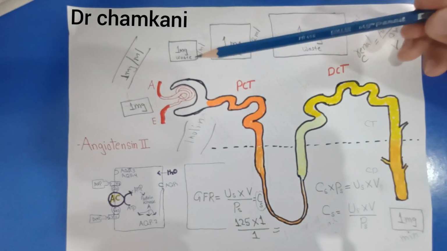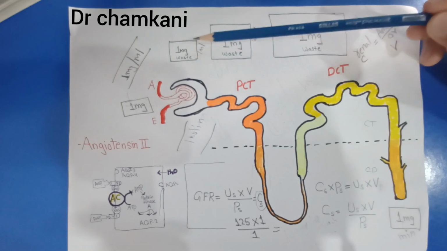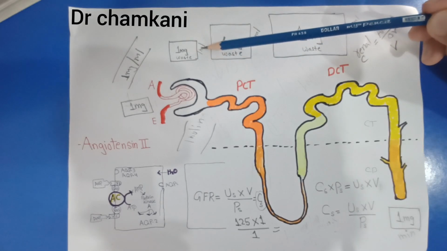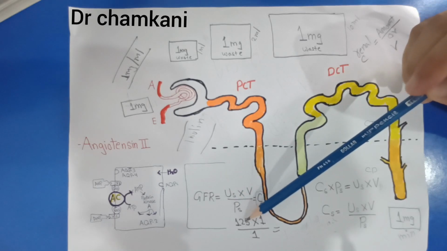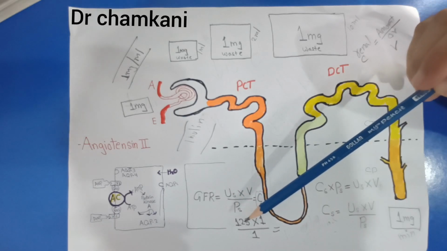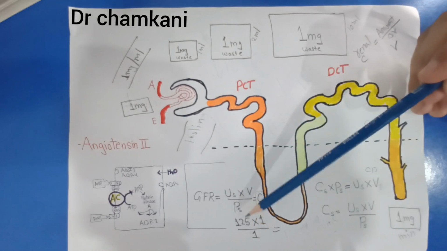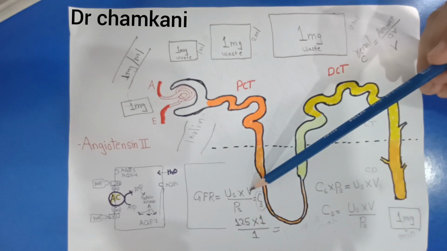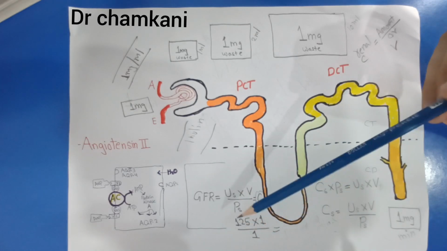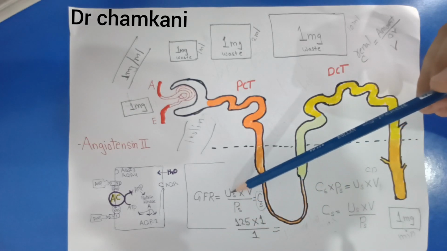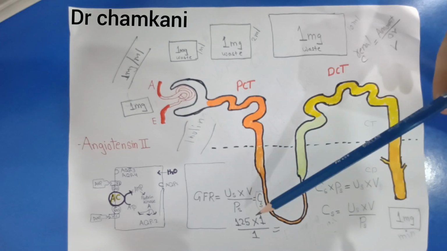Suppose we injected inulin into the body, and the plasma concentration became 1 milligram per ml. And then we collected urine, and the concentration of inulin in the urine became 125 milligram per ml. And when we measured the volume of urine that was formed, it was 1 ml in 1 minute. So the concentration of inulin in plasma was 1, in urine was 125, and the amount of urine formed in 1 minute was 1 ml.